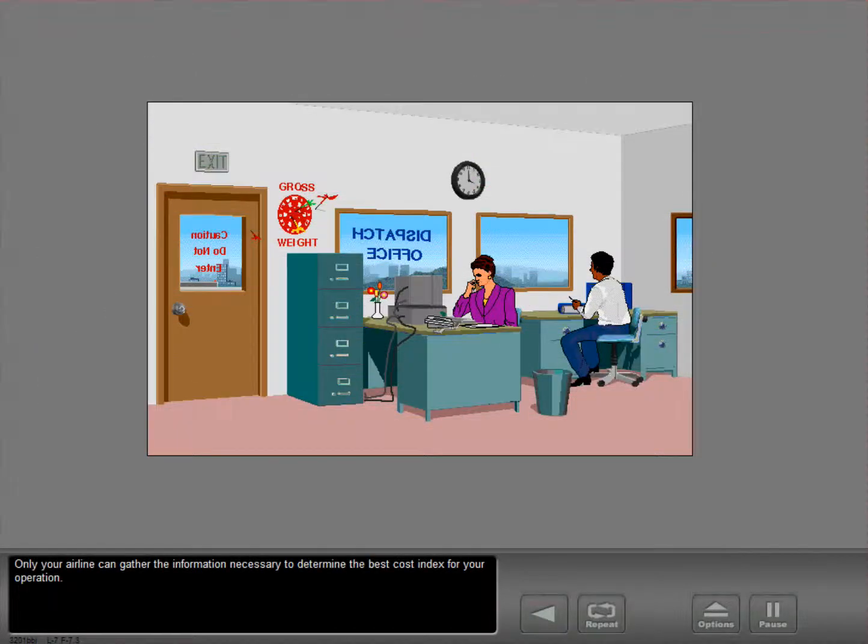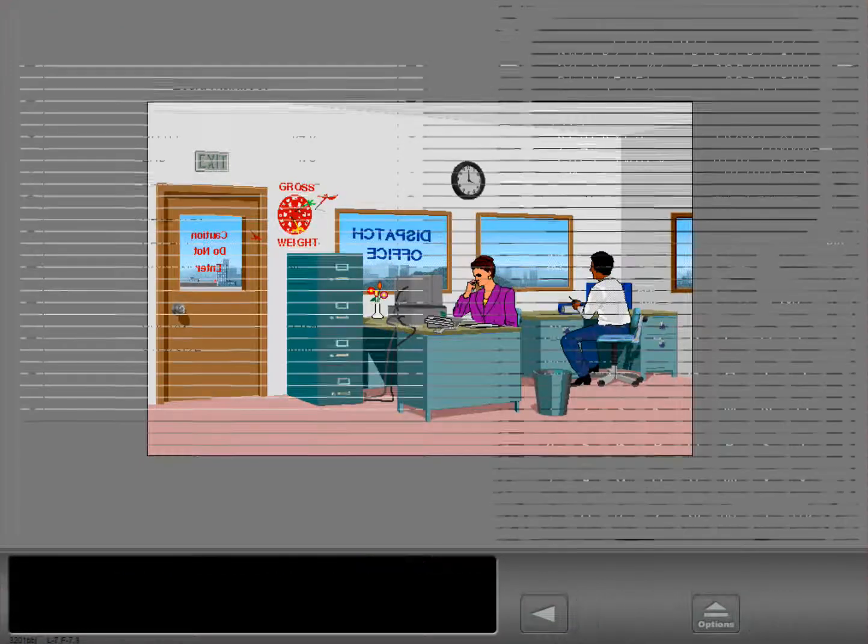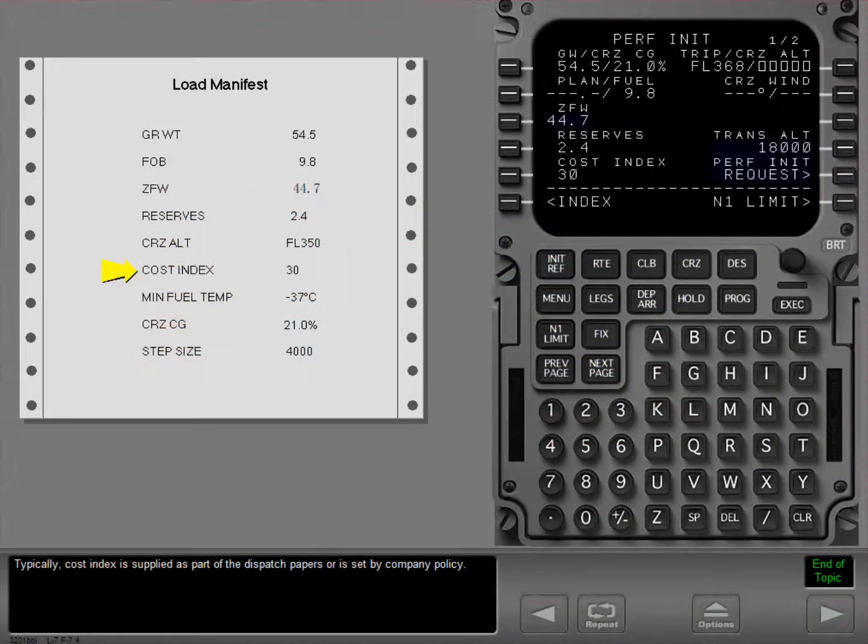Only your airline can gather the information necessary to determine the best cost index for your operation. Typically, cost index is supplied as part of the dispatch papers or is set by company policy.